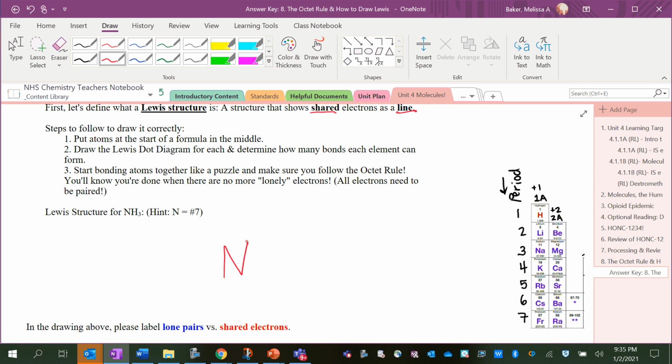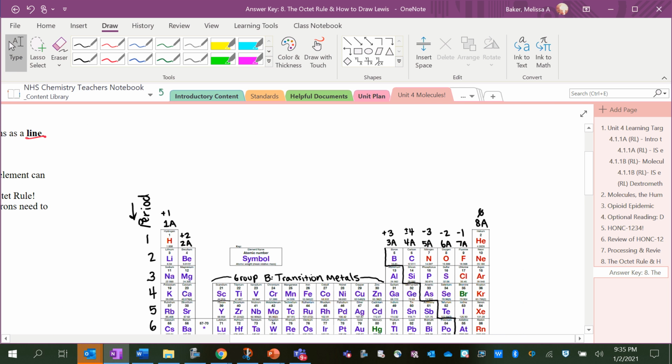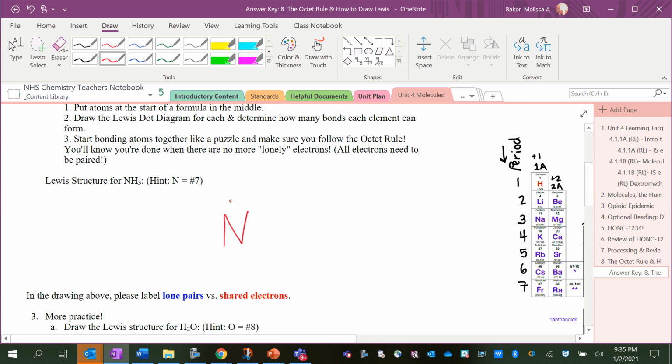So let's do it for nitrogen next. Nitrogen is right here. It's in group 5A. That means that it gets 5 valence electrons as dots. Okay, so we start on any side really, but we're going to draw 5 dots. 1, 2, 3, 4, 5. And remember, electrons like to spread out before they pair up. So the number of lonely electrons is how many bonds this will form. So this has got 1, 2, 3 lonely electrons.